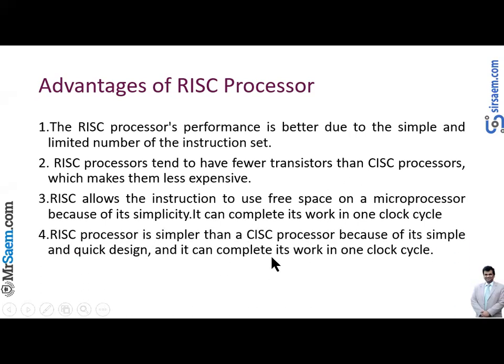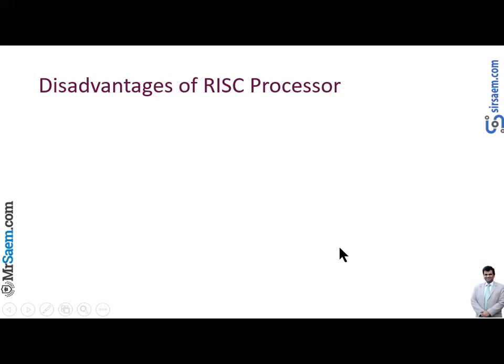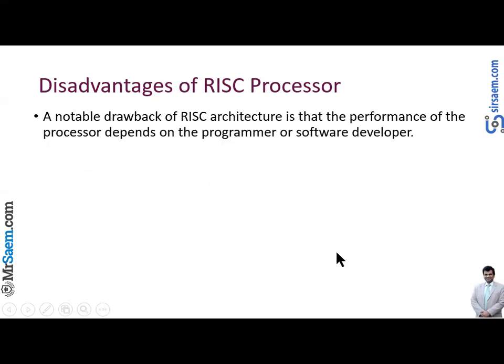RISC processor is simpler than CISC because of its quick design and it can complete its work in one cycle. Now, a disadvantage. These are the important things. A notable drawback of RISC is that the performance of the processor depends on the programmer or software developer.